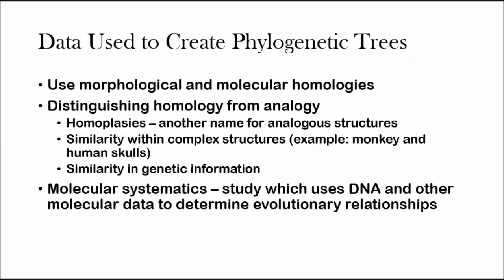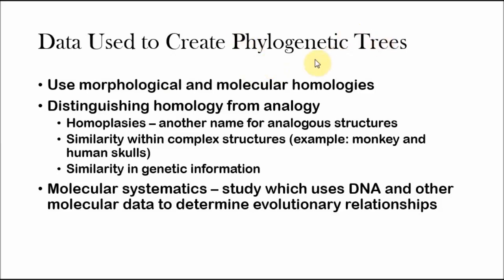Now, how do scientists create phylogenetic trees? Well, they need data. The data they use are either morphological or molecular homologies. We talked about homologies, so you might want to go and check that out in previous videos. Morphological homologies describe homologies which have to do with body parts and structure. Molecular homologies describe homologies which have to do with DNA. So they use these in order to create phylogenetic trees.